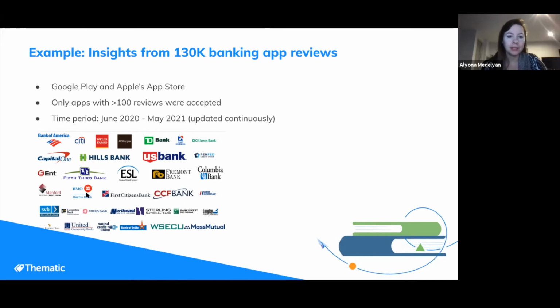You can see here the logos of the banks that were included in the study, and you might use one of them. I have the app for the First Republic Bank here in the corner, and yeah, share some of the challenges that people had. So this is very recent data.